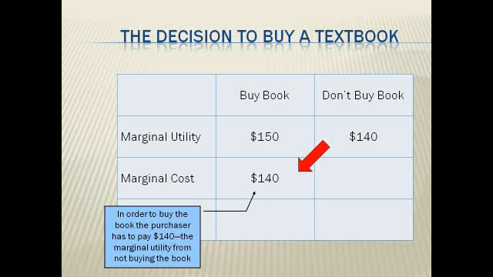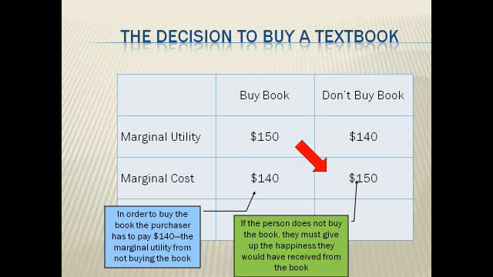What about the marginal cost for the other alternative? What must the person sacrifice if they choose to not buy the book? Well, if the person chooses to not buy the book, then they must sacrifice any happiness that book would have given them. In step 2, we said that this person values this book at $150. This was the maximum amount that they are willing to pay for it. Thus, if they choose to not buy the book, they will never receive this happiness. Therefore, to not buy the book, they must sacrifice this $150 worth of happiness.